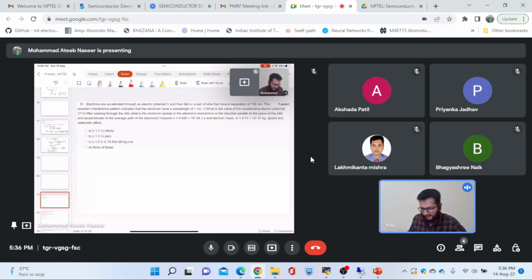eighth problem. This eighth problem states that electrons are being accelerated through an electric potential V, and they are allowed to fall on a pair of slits, and the separation between these slits is 100 nanometer. This results in the pattern formation, and that interference pattern indicates that the electrons have a wavelength of 1 nanometer.